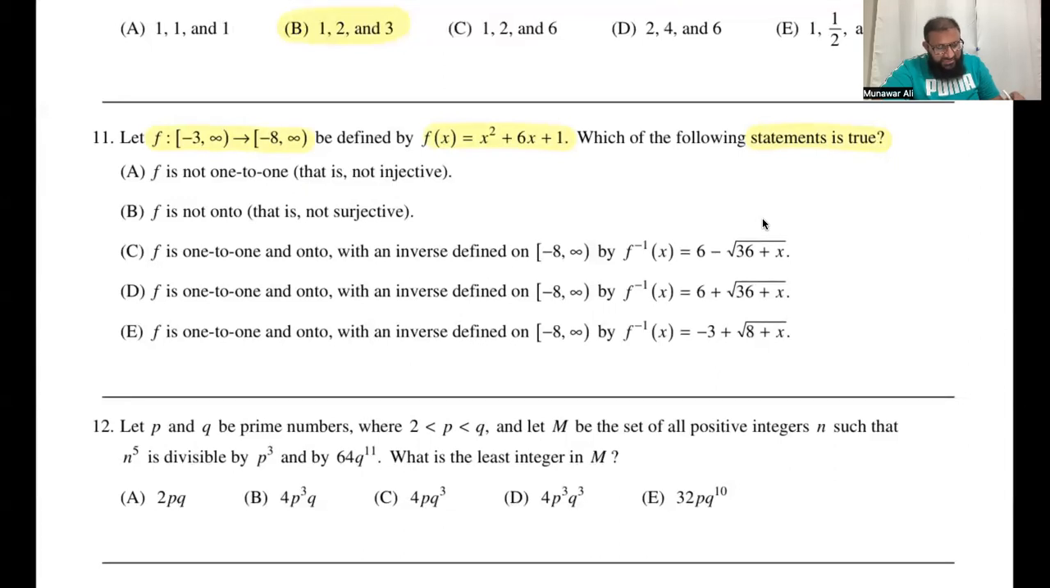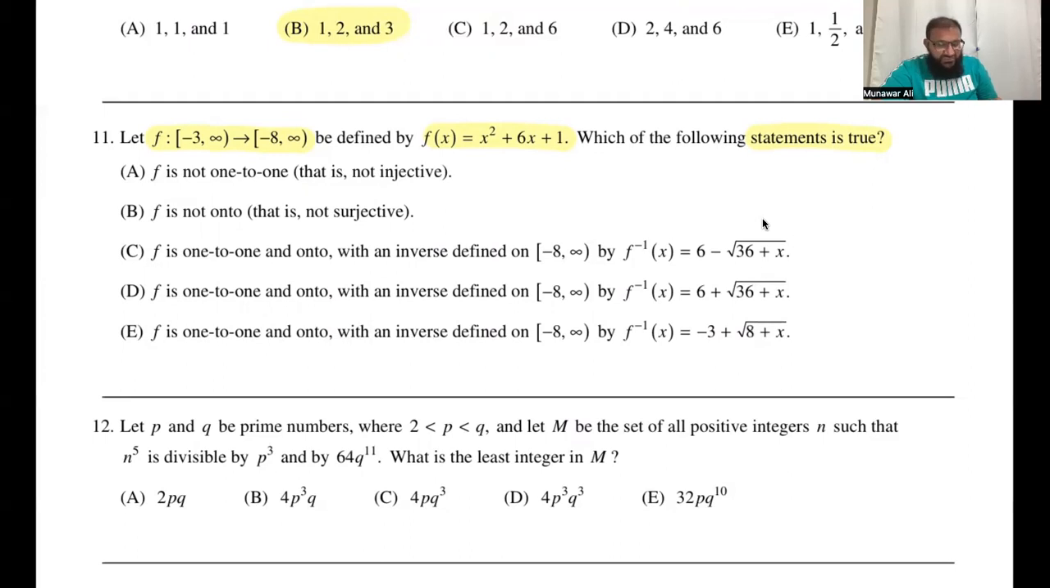All of this is about the function and its inverse, but the first two options, as you can see, say f is not 1-1, and f is not onto. We have to look at these options and decide which of them is true. So obviously, one of the options is going to be true.